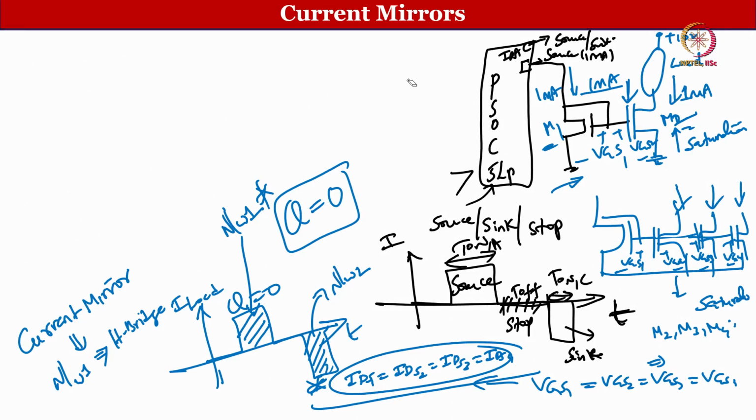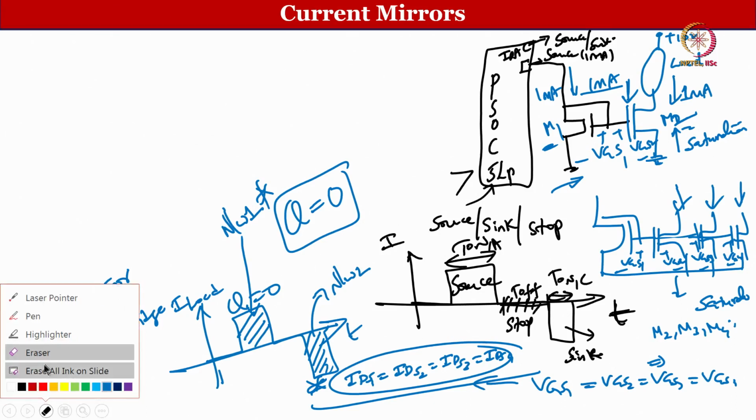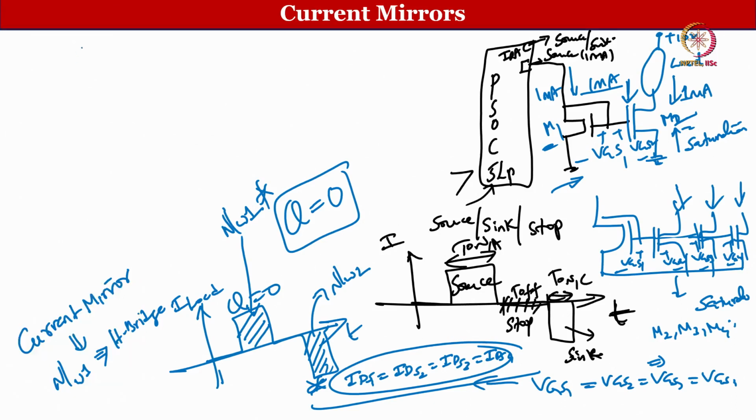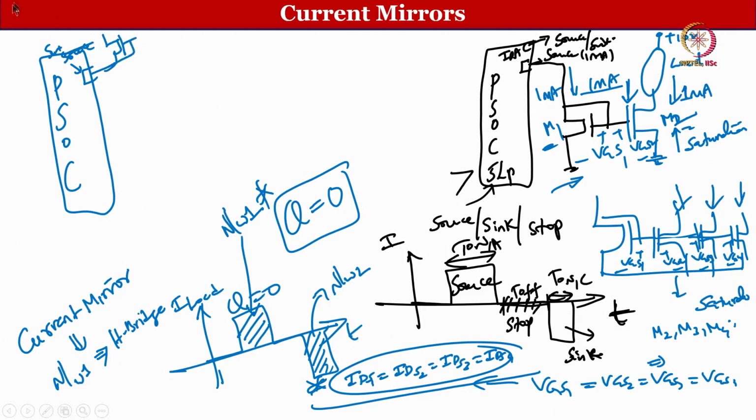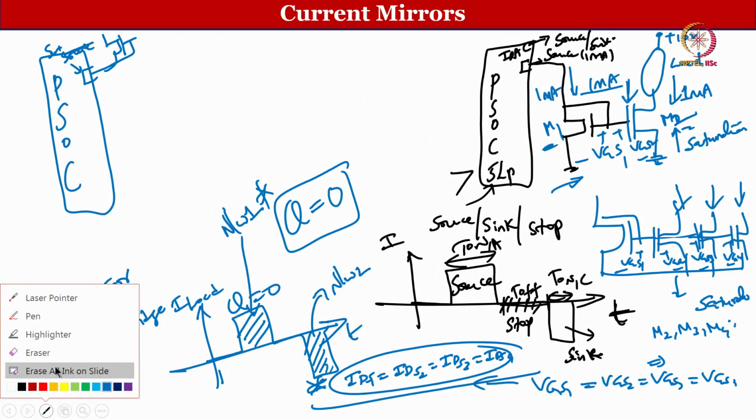So, what you do right now is a little tricky. You have P sock, then you have source. Now, let us say I say sink, right, you have NMOS transistors, PMOS transistors that are coming into picture. Sorry, let me redraw this. Okay, let me erase all the ink.